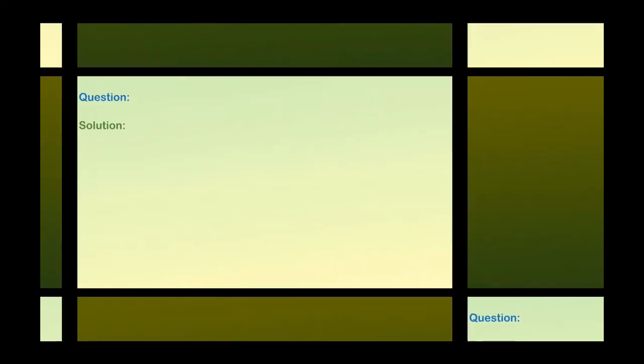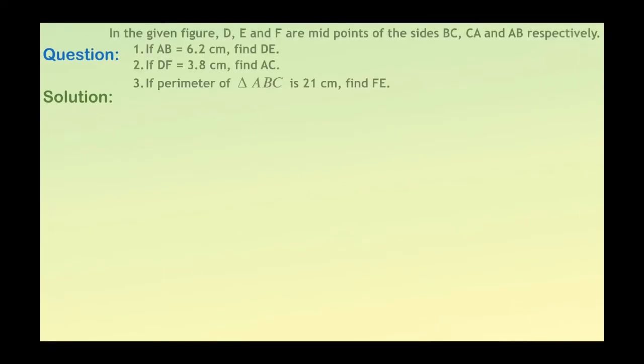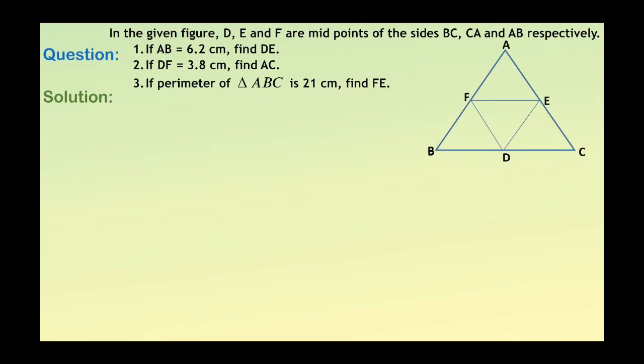After learning the midpoint theorem, let us take a few questions based on this. The question says, in the given figure, D, E and F are midpoints of the sides BC, CA and AB respectively. If AB equals 6.2 cm, then find the length of DE. If DF is 3.8 cm, then find the length of AC. And if the perimeter of triangle ABC is 21 cm, then find the length of FE. These are the three sub questions.